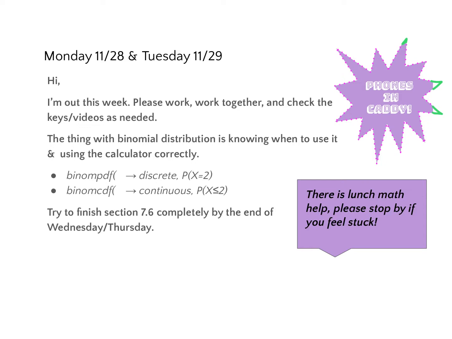But welcome. The big thing with 7.6 is that you need to know when to use the binomial distribution and then the two different kinds. So we talked about discrete before, and then we'll also see continuous. So here's the two examples, and this is what it looks like in your calculator, like these words here, binom BDF or CDF. The first thing we're going to do though is finish up 7.5, which is expected values.